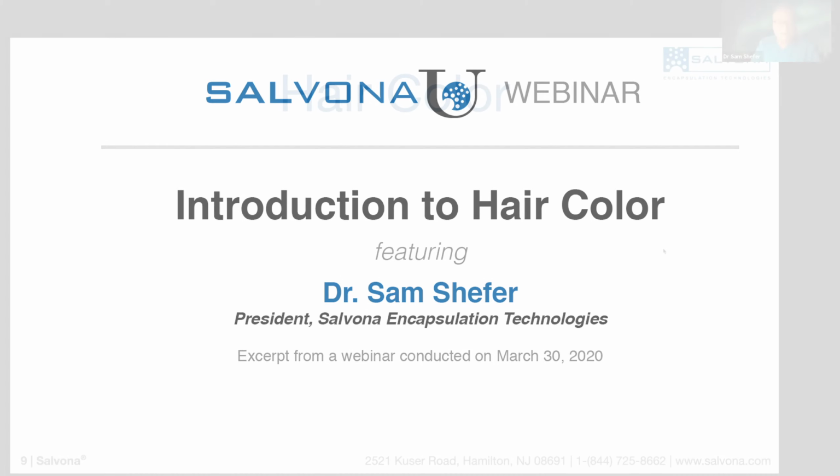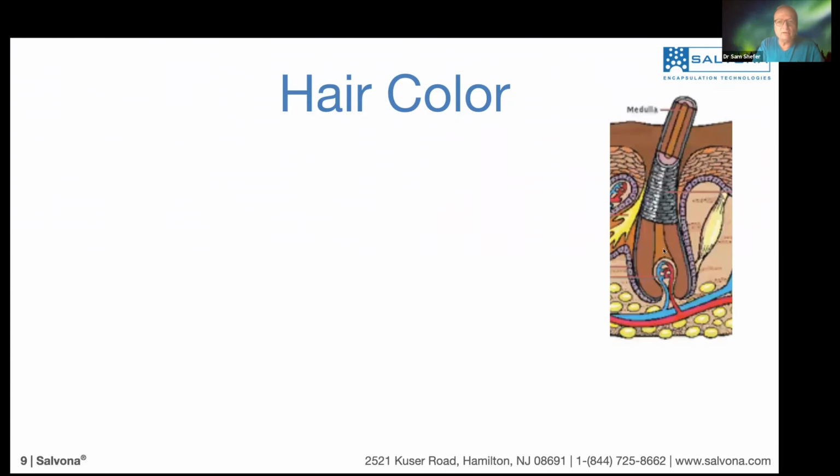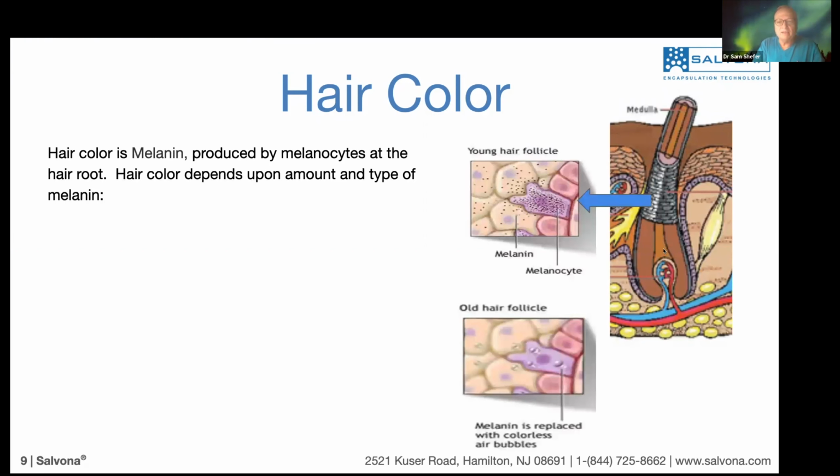Now let me take you a little bit away. Let's discuss what hair color is and how it's produced, so we understand what nutrients we can provide in order to retain the original color of the hair. So this is a cross section of the hair, and you see at the root level there is synthesis of the color.